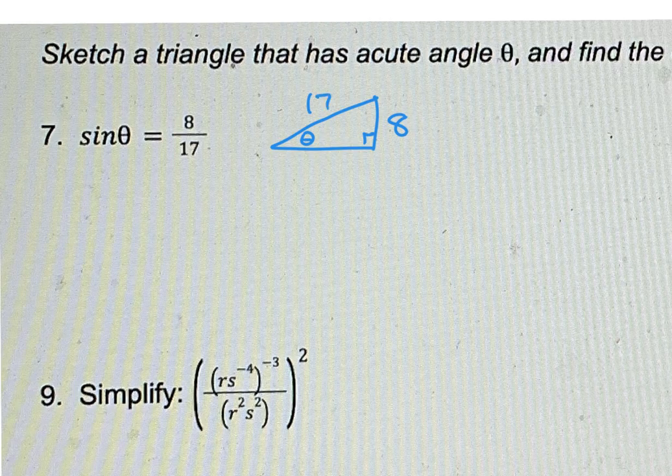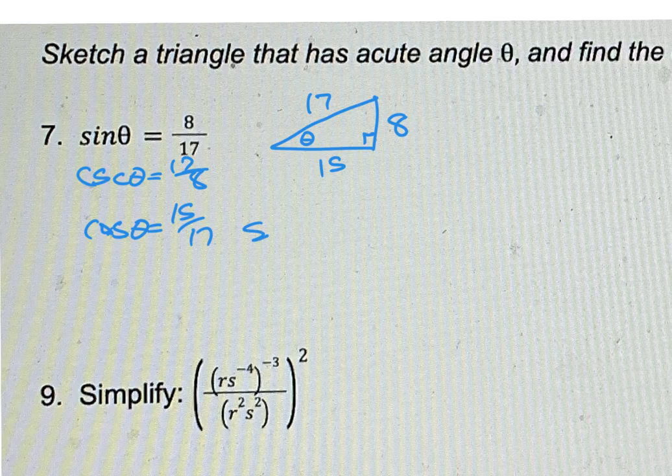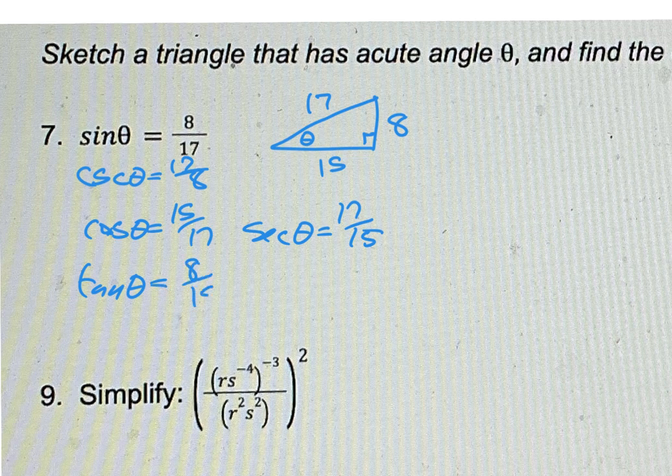Now, I gave you some famous ones last week. 8, something, 17 is famous. It's 15, which is a big deal. So here's what I know. I already knew cosecant was the reciprocal of that, 17 over 8. Cosine is adjacent over hypotenuse, which would be 15 over 17, which means secant is the reciprocal, 17 over 15. Tangent, you can either do sine over cosine or opposite over adjacent and get 8 over 15, which means cotangent is 15 over 8.